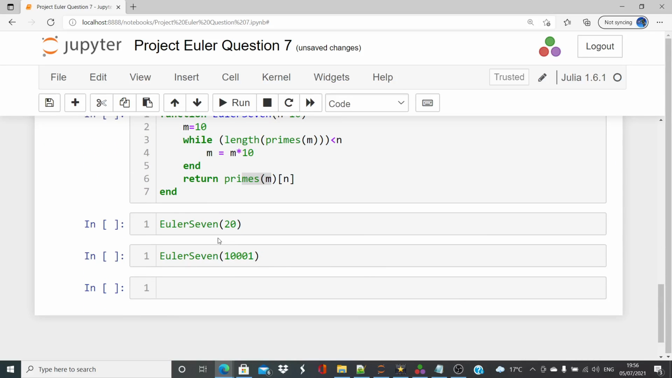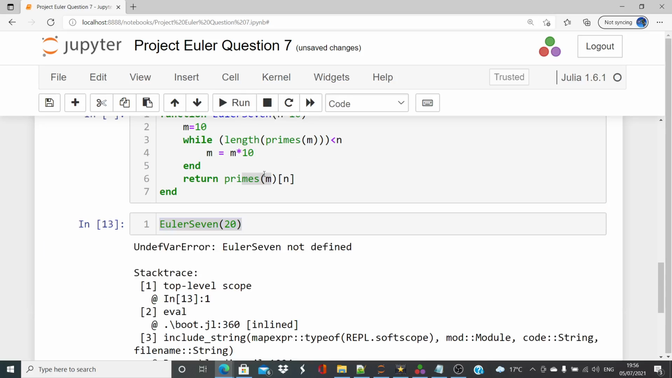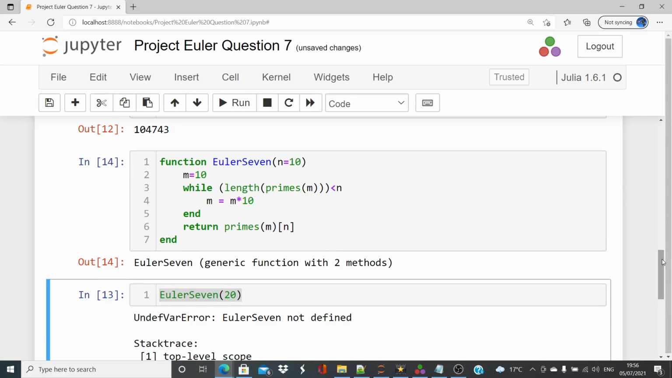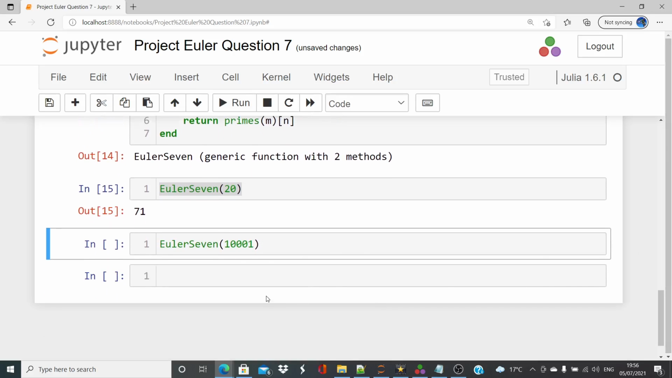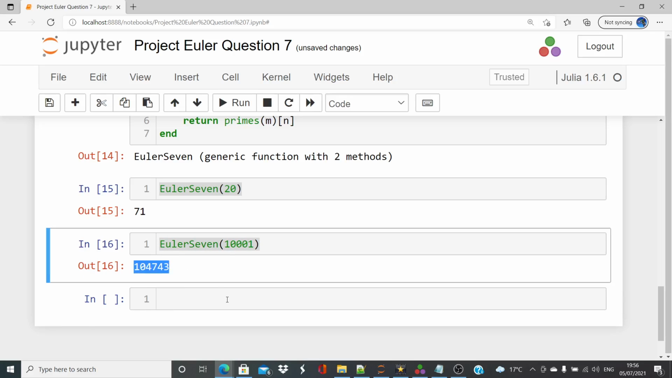That's it, really. So we call this command Euler 7. There we go. Oh, I have to run it first. Okay. Euler 7, 1001. There we go. All right. Okay. We'll leave it there.